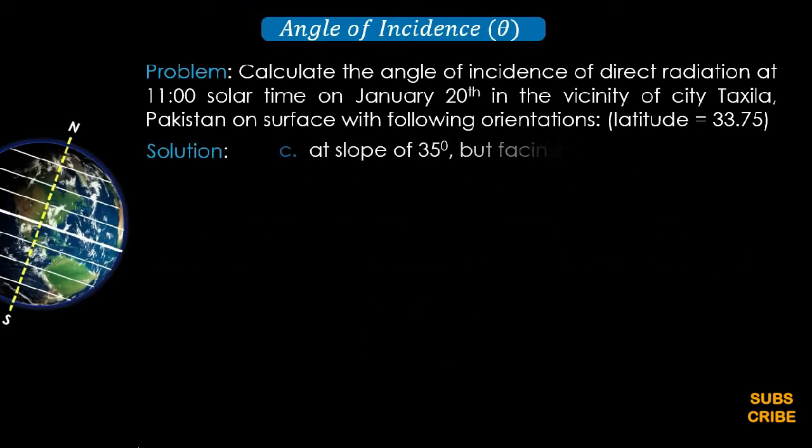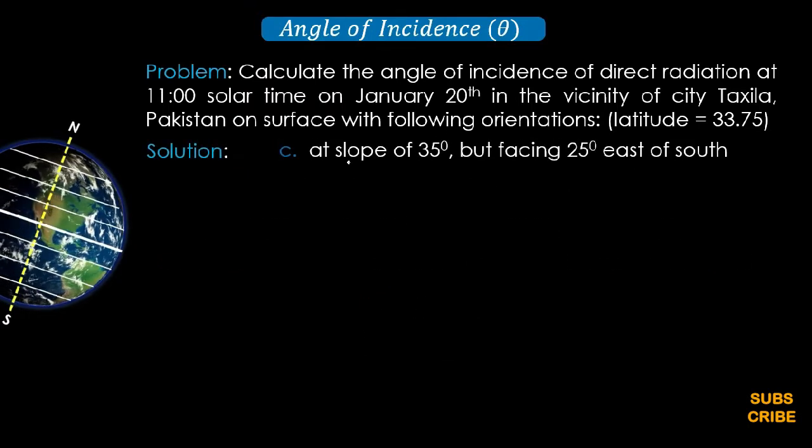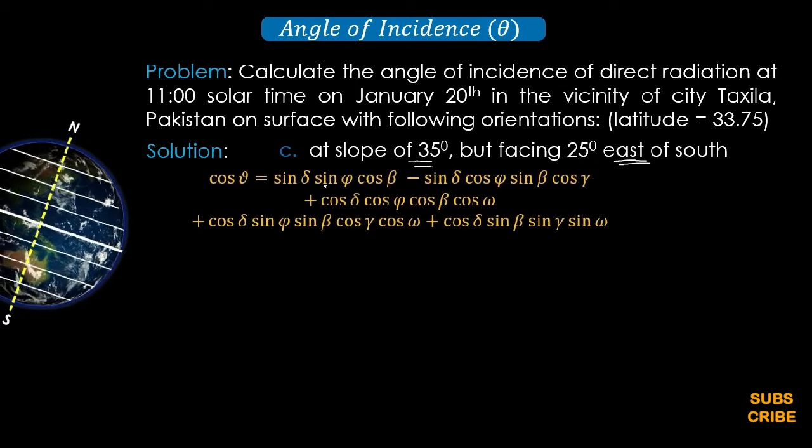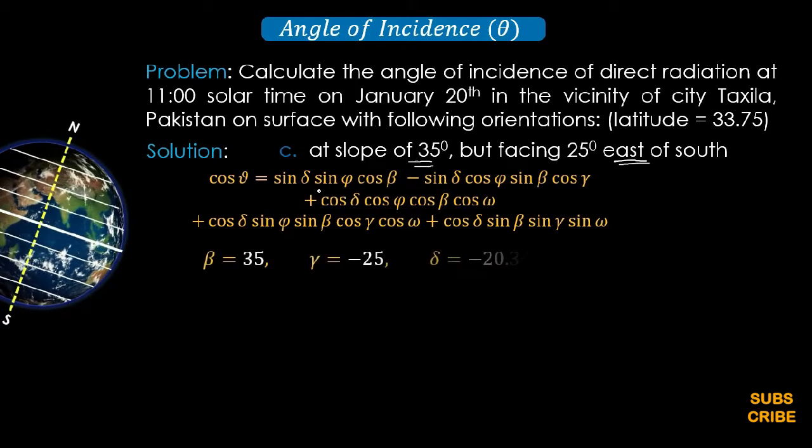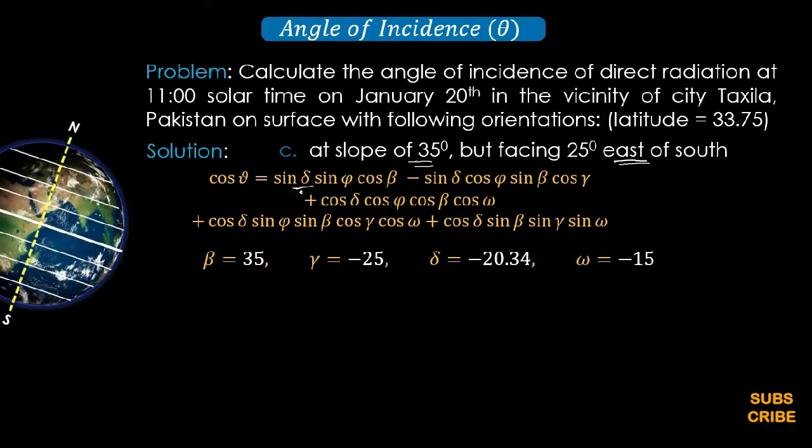Now solving for C part of the problem, where the plate is placed at slope 35 degrees, so the value of beta would be 35, and the facing of the plate is 25 degree east of south. Since it is east of south, we would be using the negative sign, so the value of gamma would be minus 25 degree. Now considering this generic expression, here the value of declination for 20th January we have already calculated in the last part, that is minus 20.34.